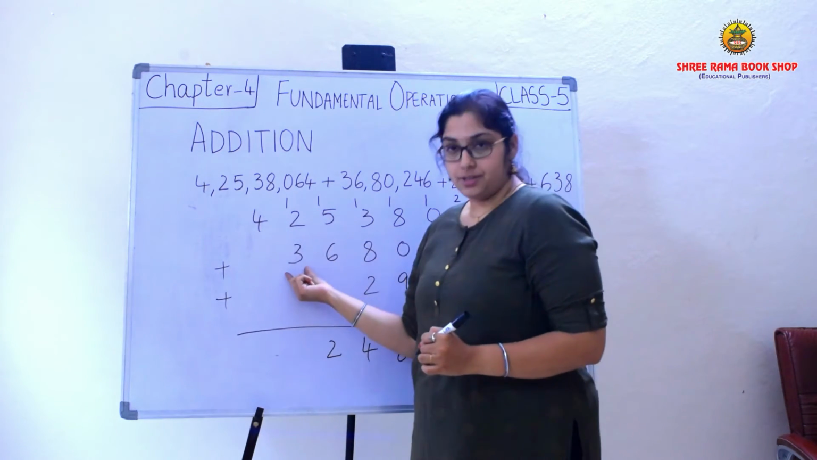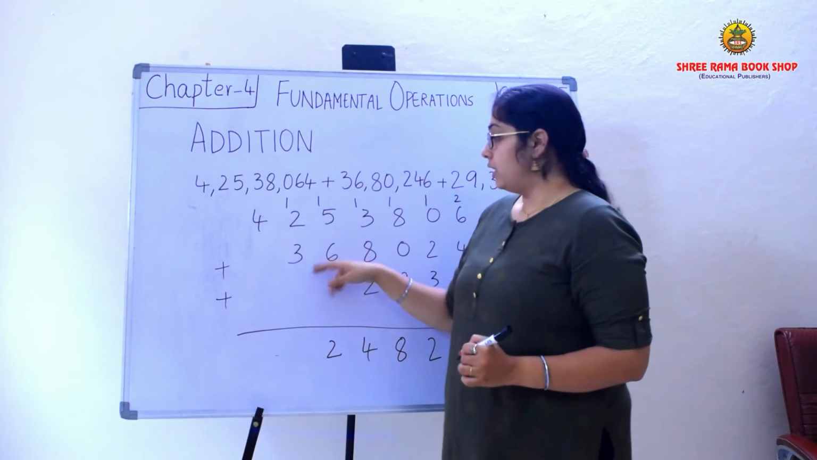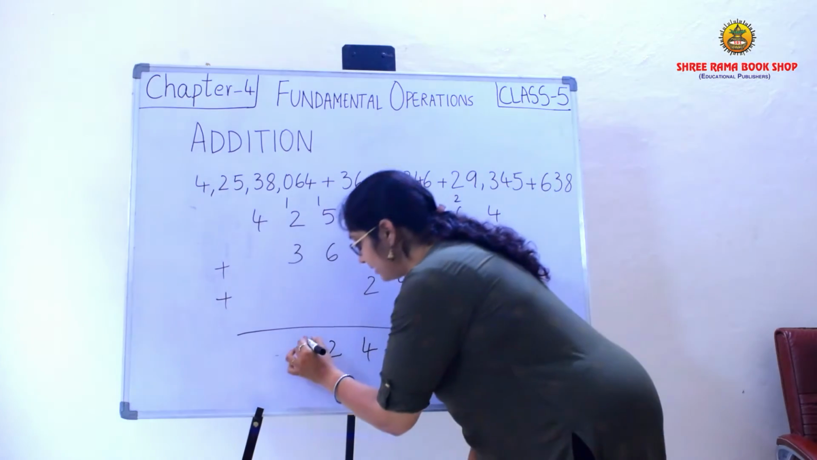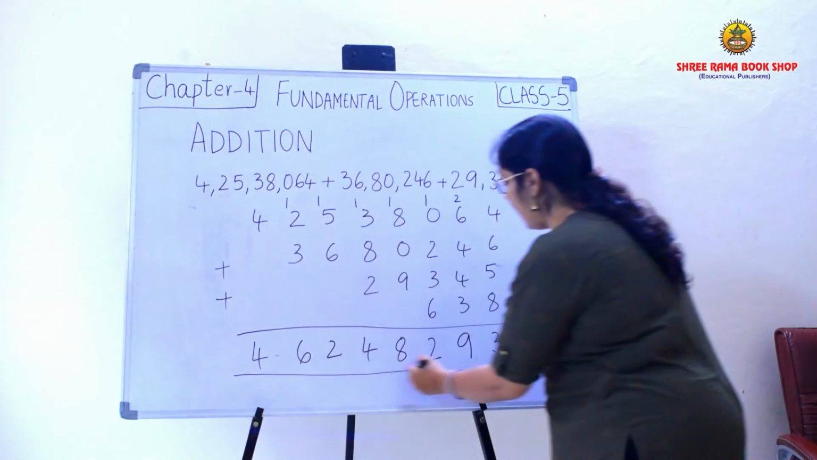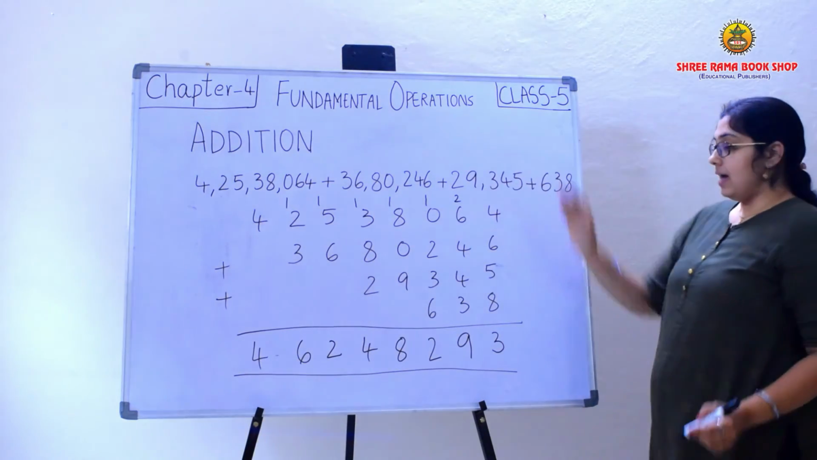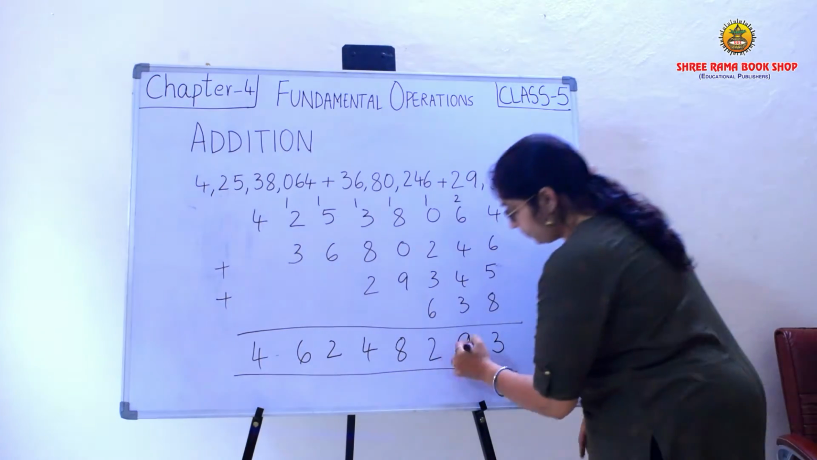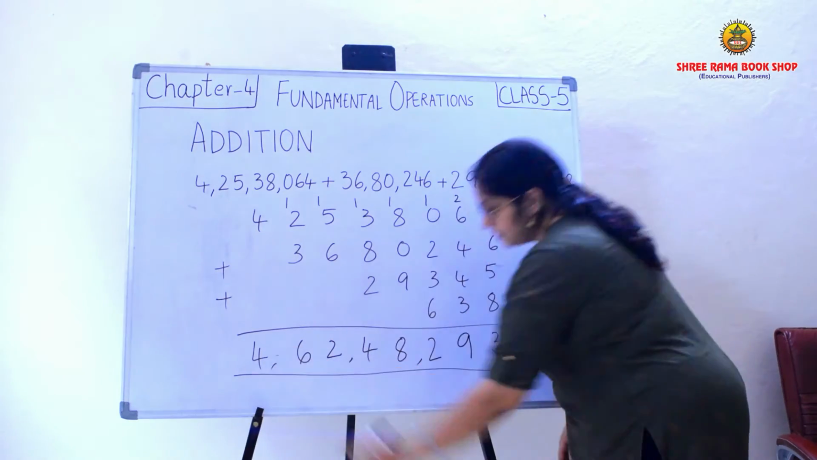Now 2 plus 3, how much is it? 5. 5 plus 1 is 6. Now 4 as it is I need to write over here. So when I add all these numbers, I am getting the sum to be this, or the total to be this, right?